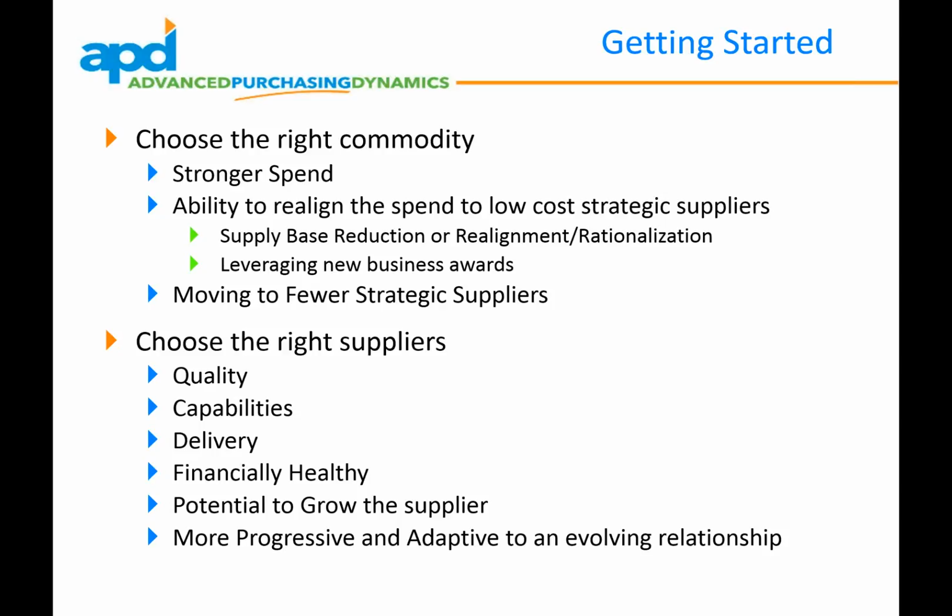You don't want to source product to someone who says, hey, I'll do open book modeling with you, and then find out 6 months from now that was a last-ditch attempt to try to save the business, and now they're going under. And do you have the potential to grow the supplier? Do they have room for more business? Or do they have open capacity where you might be able to help them? And again, is the supplier really adaptive to a more progressive and evolving relationship going forward?